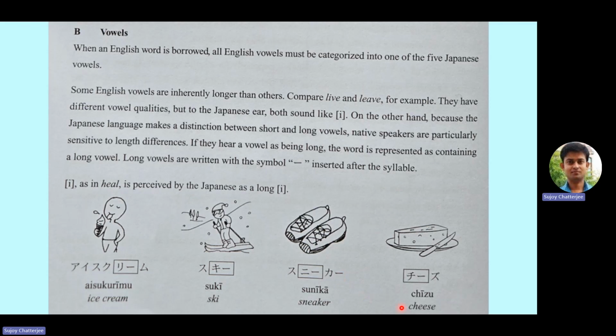Sunika. And similarly this is cheese. Chizu. This is the long vowel chi, and this is zu. Again, there is a devoicing of the vowel here, so it's not chizu, it is cheese.